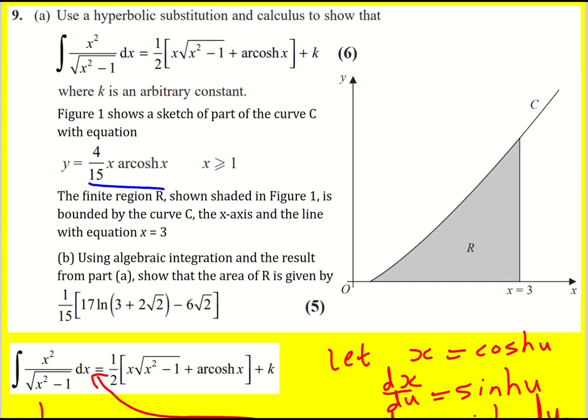All right, well, let's think about when y is 0. Okay, we need to think about this value here. And we can also see that x has to be greater or equal to 1. Well, arcosh of 1 is actually 0 because cosh of 0 is 1. So this is going to be our lower limit actually. And therefore, what we want to find is the integral of 4 over 15 arcosh x between 1 and 3.